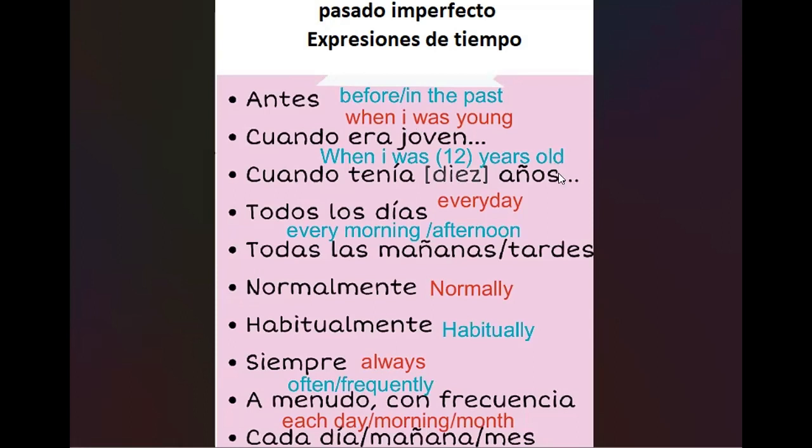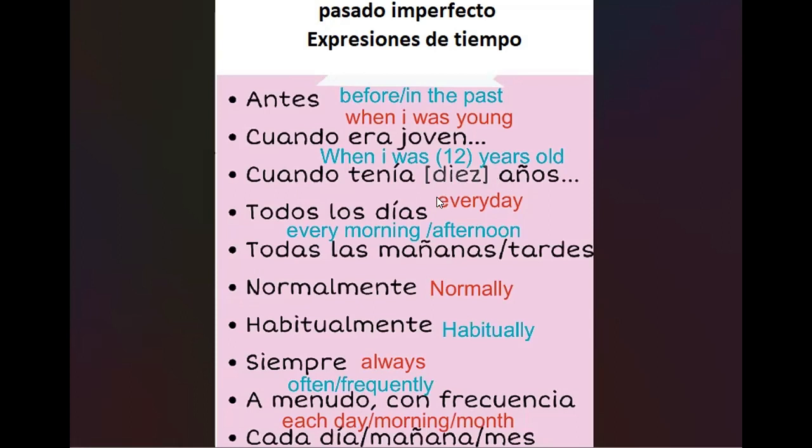Good. The next time expression. Cuando tenía 10 años. Here it is 10, okay? So here it says 12, but we need 10. Cuando tenía 10 años, yo leía mucho. We have the verb leer, so to read. So when I was 10, I used to read a lot. Cuando yo tenía 10 años, yo leía mucho, like that. Or I can say, cuando tenía 5 años, cuando tenía 15 años, cuando tenía 20 años, okay, you can change that.